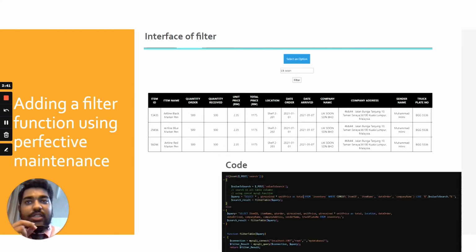The last but not least is adding a filter function. For this filter function, I used perfective maintenance as a way to implement this. This is the reason: to increase readability and reduce the time consumed by the user to find specific data. As you can see above, if the user enters certain data, for example the company name, and wants to find a specific company name like Lixun, then all of the data related to Lixun will display. Thus you can see there are 3 data and it will display all the 3 data. In the coding we use PHP and implement functions. This way we can implement the query.